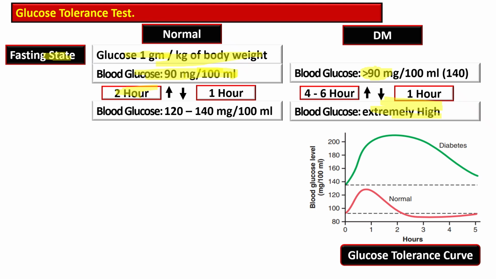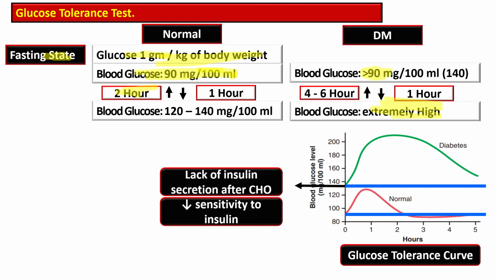So by measuring the plasma insulin level along with the GTT or glucose tolerance test, type 1 and type 2 can be differentiated. In type 1 diabetes, the plasma insulin is very low or undetectable, while in type 2 diabetes plasma insulin is elevated, but there is insulin resistance.